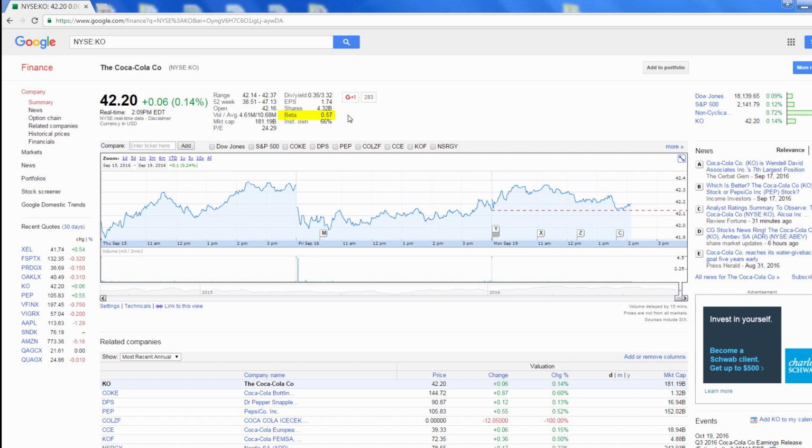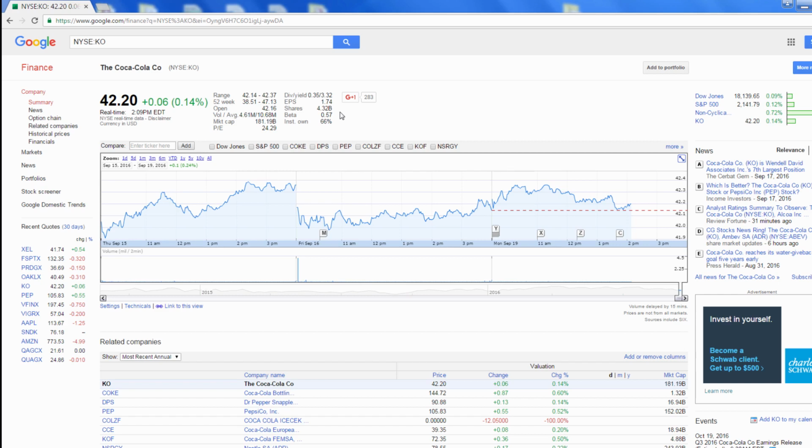It's not a high-tech, high-growth company. It's a growing company, but it's going to be a lot less volatile than some other companies, and much less volatile than the index at 0.57. Remember, if the index is at 1.0, less than 1.0 is less volatile, over 1.0 is more volatile.